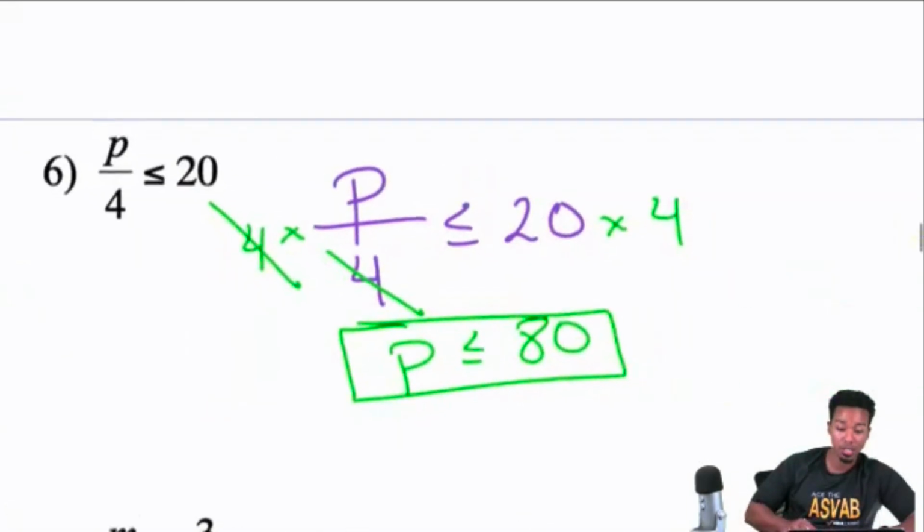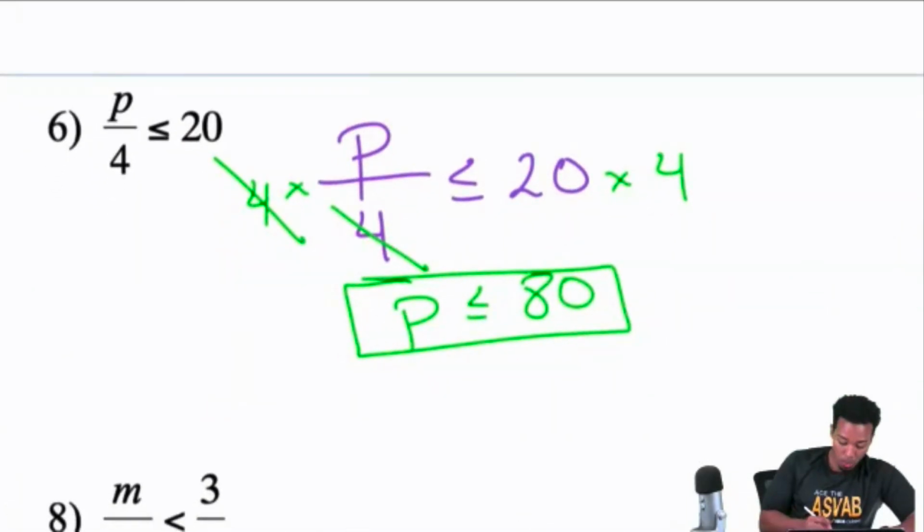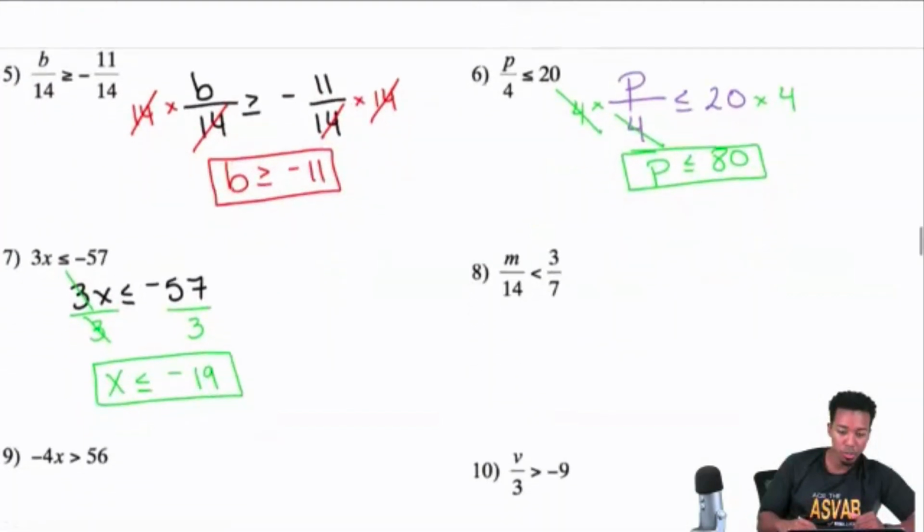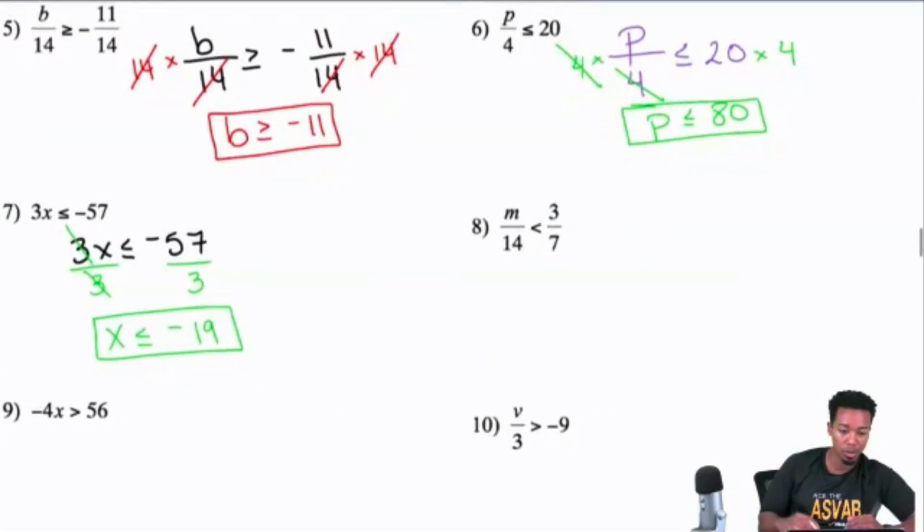Number 6 over here. We see that P is being divided by 4. We have to do the opposite of dividing by 4. So that's why we multiply by 4 on both sides. And that's what gave us 20 times 4 being 80. On the left, canceled out. I'm going to zoom out a little bit so you can see both of those answers while we keep going.